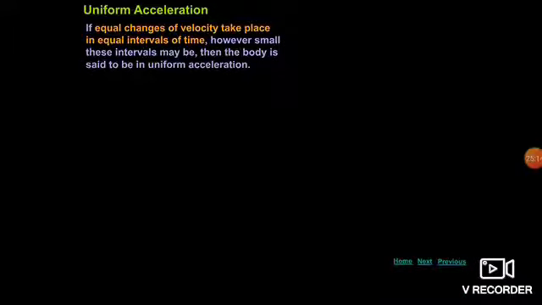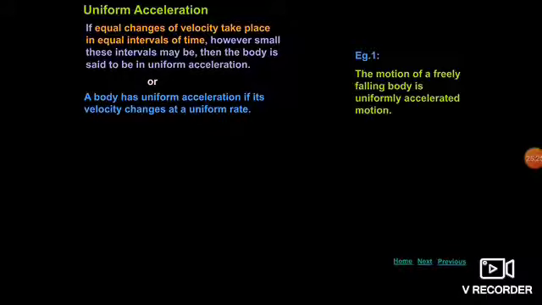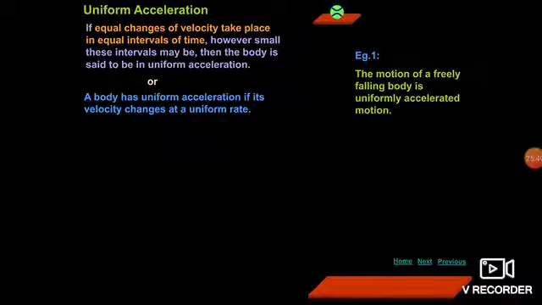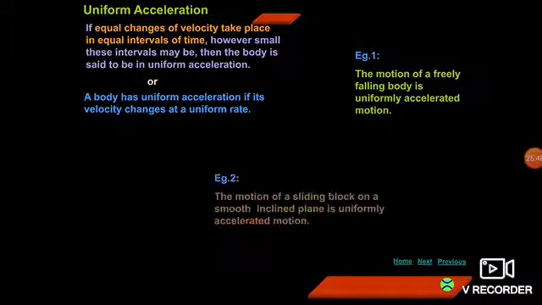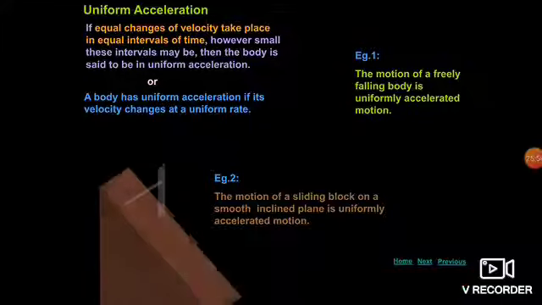Uniform acceleration: if equal changes of velocity take place in equal intervals of time, however small these intervals may be, then the body is said to be under uniform acceleration. Or a body has uniform acceleration if its velocity changes at a uniform rate. Example: the motion of a freely falling body is uniformly accelerated motion. Now one ball is there, you can see it is falling like this. So this is an example of what? Uniformly accelerated motion. Example 2: the motion of a sliding block on a smooth inclined plane is uniformly accelerated motion.